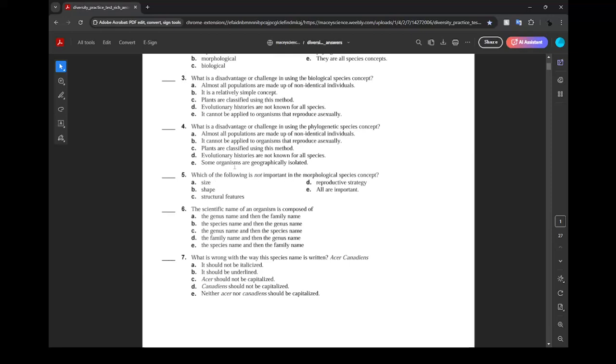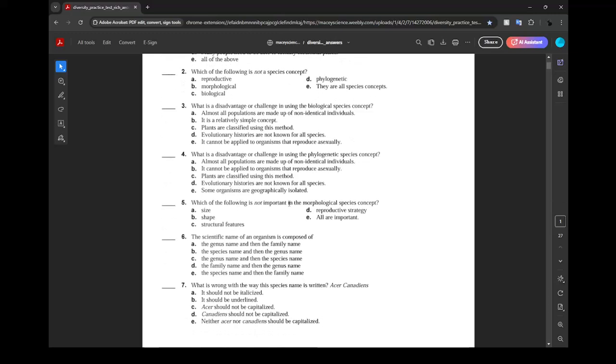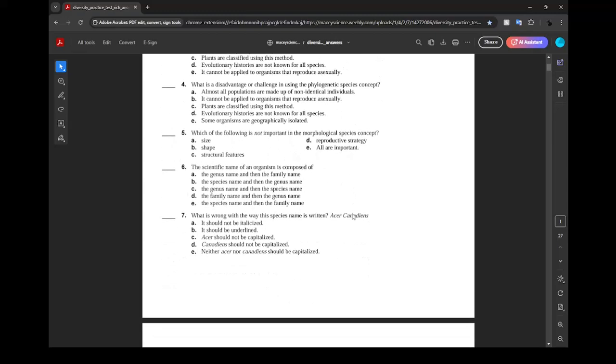Yay! Which of the following is not morphological? Remember, by the way, these three questions literally just gave you the answer for this one. So look over the questions before you answer. Now, morphological is size. So right off the bat, we don't know how this guy produces offspring. Maybe he just reproduces asexually. So right off the bat, we know D is our odd one out.